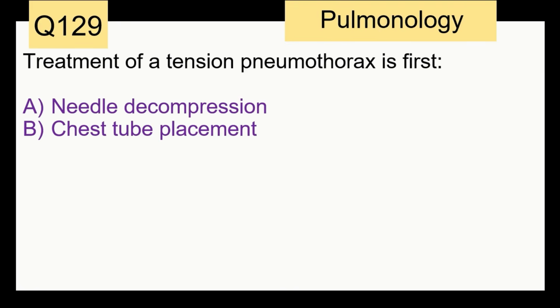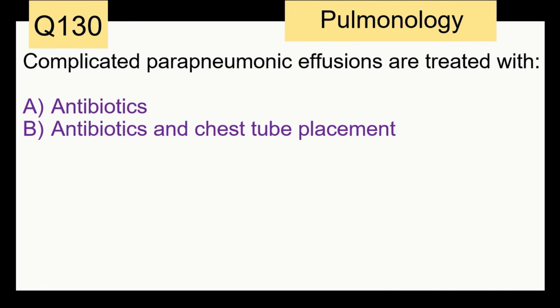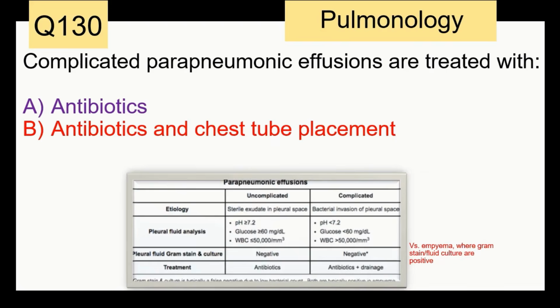129, treatment of tension pneumothorax is first needle decompression for tension pneumothorax. 130, complicated parapneumonic effusions are treated with, and the answer is antibiotics and chest tube placement. It's not enough to give antibiotics. Here's just a chart from UWorld, where we talk about the differences between uncomplicated and complicated parapneumonic effusions.